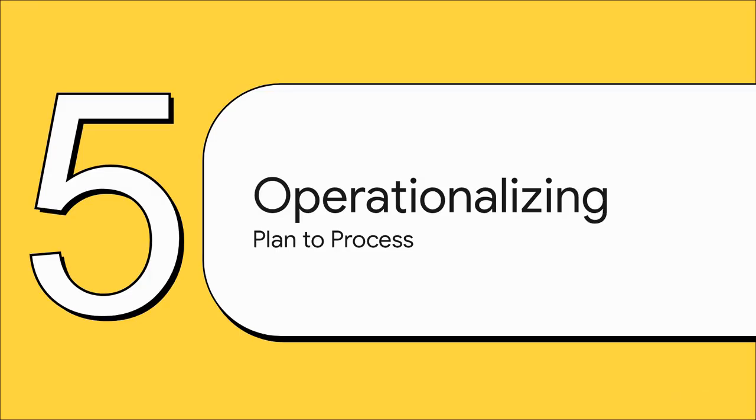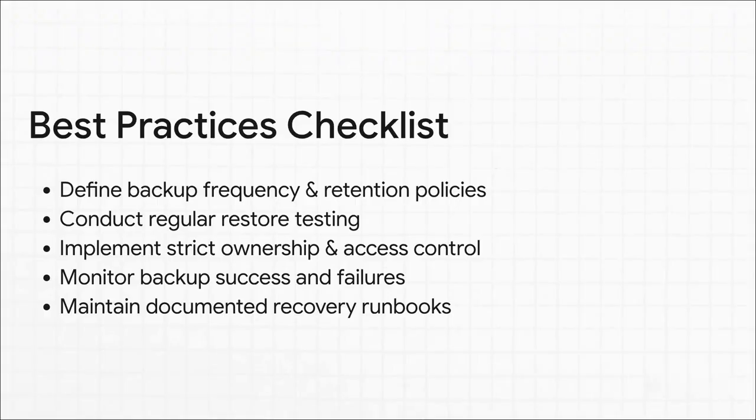Which brings us to a really vital point. Having a plan sitting on a wiki page somewhere is, well, it's not enough. You have to operationalize it. You have to turn that theoretical document into a reliable, tested, and repeatable process, like a fire drill for your infrastructure. This checklist is your guide. It's all about setting clear policies, actively monitoring your backups for failures, and most importantly, conducting regular restore tests. Because trust me, a real disaster is the absolute worst time to find out your recovery process doesn't actually work.